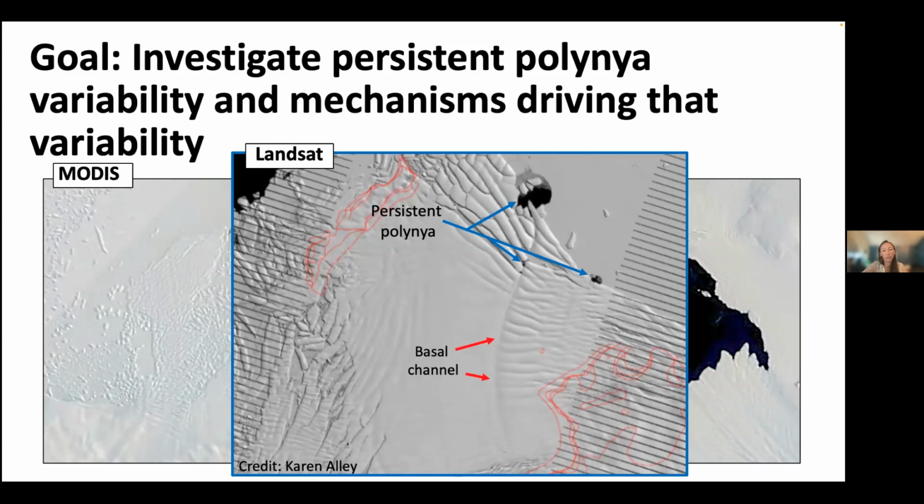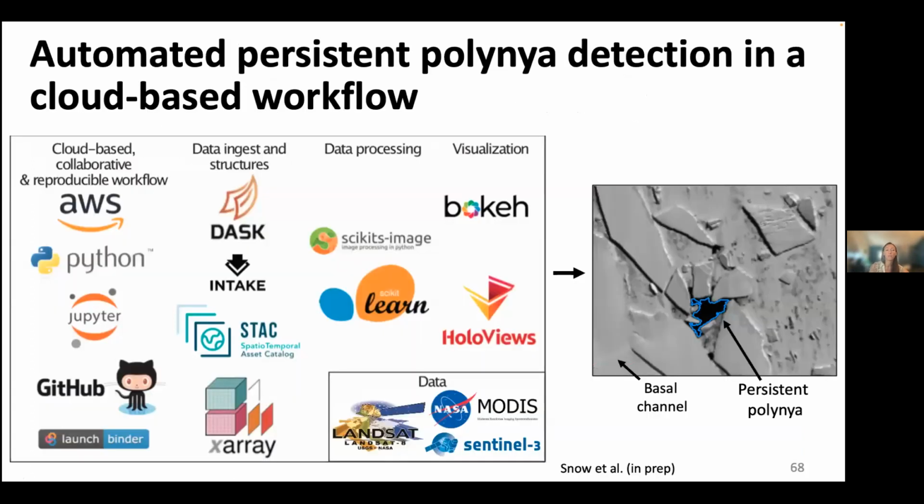So this is what we're trying to identify: how these polynyas vary in time. And we're trying to automate that using a cloud-based workflow. The cloud-based workflow is meant to be collaborative and fully reproducible and shared openly. We've done it in AWS using Python and Jupyter Hub, and using a bunch of these data ingest structures, processing and visualization libraries. And the data that we're using is from Landsat, MODIS, and Sentinel. And when we put all of that together, this is kind of the output that we get.